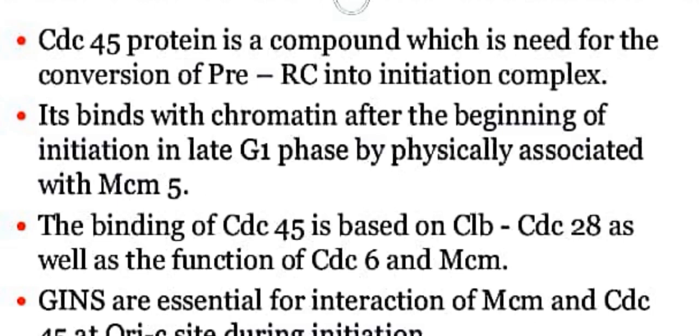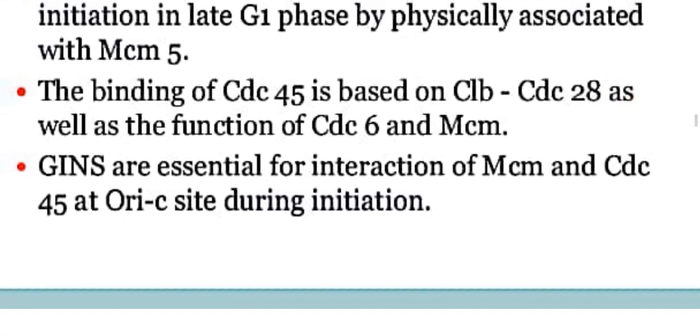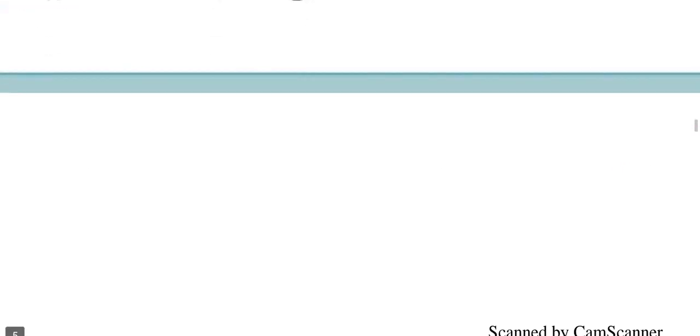The binding of CDC45 depends on CLB, CDC28 as well as the function of CDC6 and MCM. These genes are essential for interaction of MCM and CDC45 at the ORI site, the origin of replication site, during initiation.